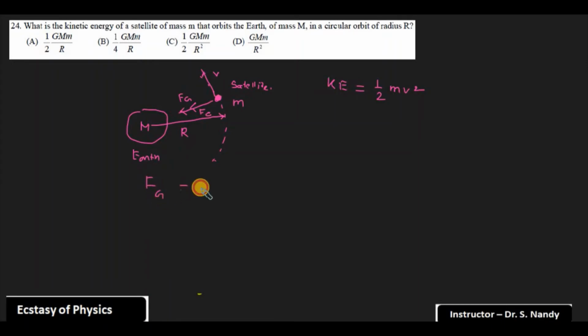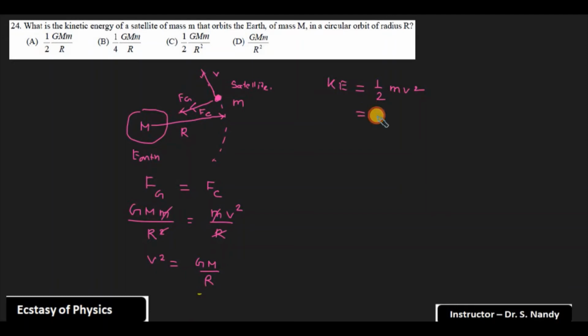Fg, the gravitational force, supplies the centripetal force Fc. The expression of gravitational force is G times the mass of the earth times the mass of the satellite upon r squared, where r is the radius of the orbit. The centripetal force expression is the mass of the satellite times v square upon r. From there, m and one r are eliminated, so v square is equal to G M upon r.